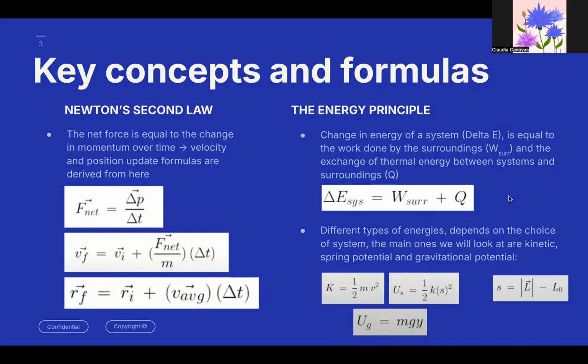And from this general formula, we can derive equations for different types of energies. So it depends on the system we're dealing with. The main ones we'll be looking at in this experiment today will be the kinetic energy, starts with K, the spring potential energy, which comes with gravitational potential energy, which is down below here.